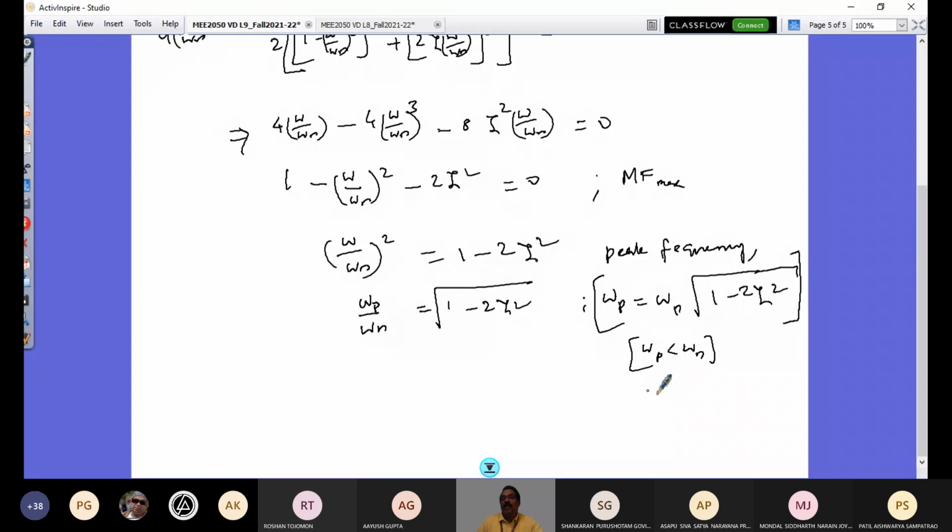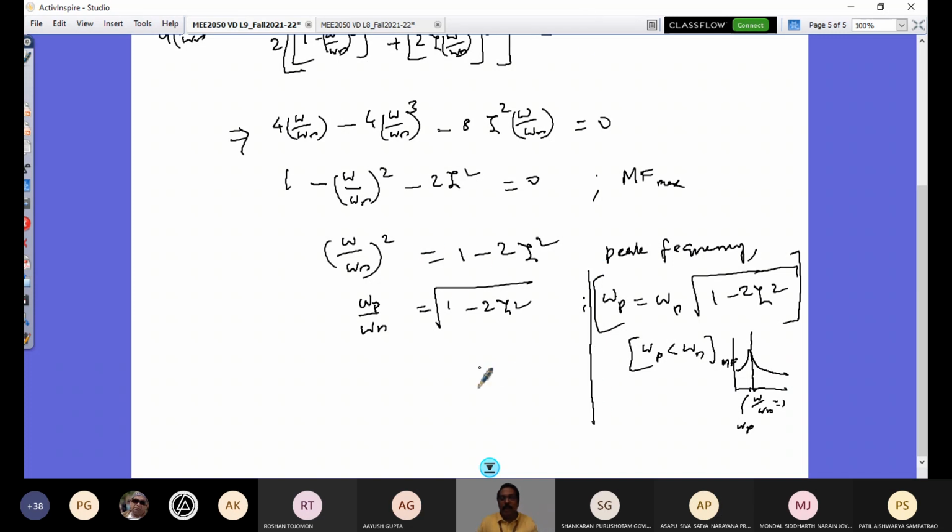That is the reason why your peak in this graph is not at omega by omega n equals 1. It is at this point, that's omega p, right? The peak comes here. So that's what you see. This is the magnification factor. Okay, so this we have understood.